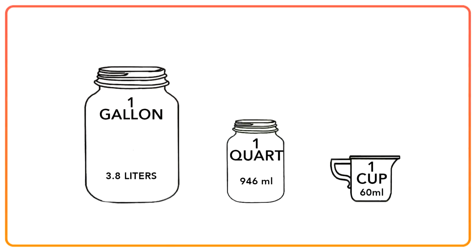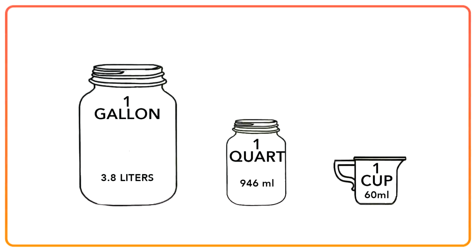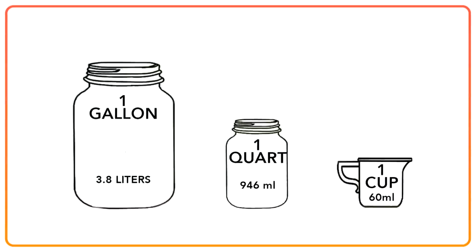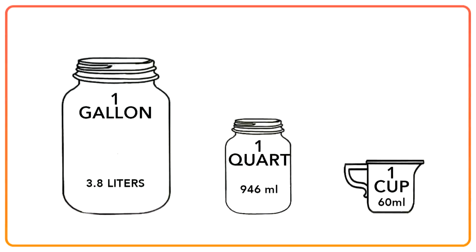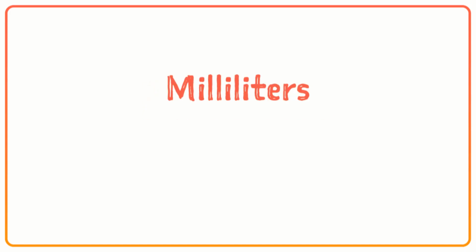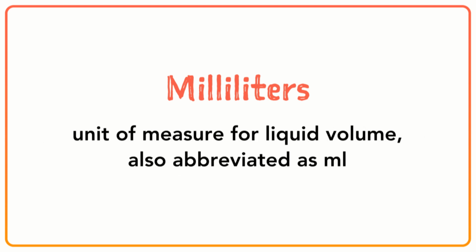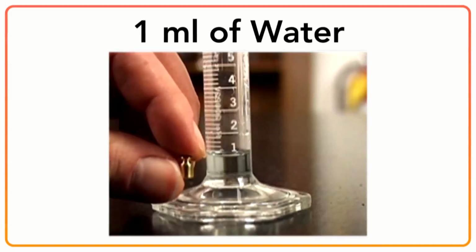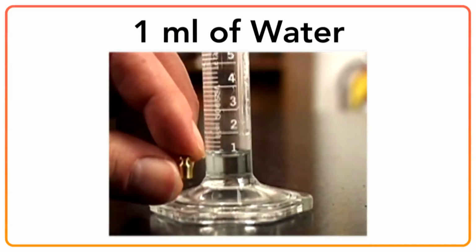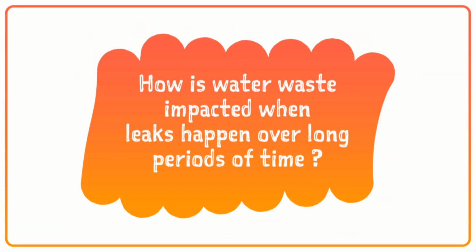Volume of liquids can be measured using different systems and units. You may already know about some of these units, which include cups, quarts, and gallons. We can also use milliliters to measure liquid volume. Milliliters, also abbreviated as ml, are a very small unit of measure. In fact, 1 milliliter is only about 20 drops of water. That seems like a tiny amount, but how is water waste impacted when leaks happen over long periods of time?